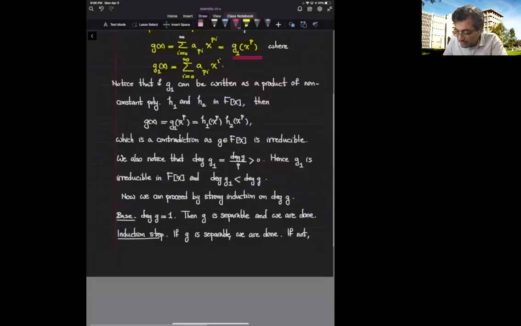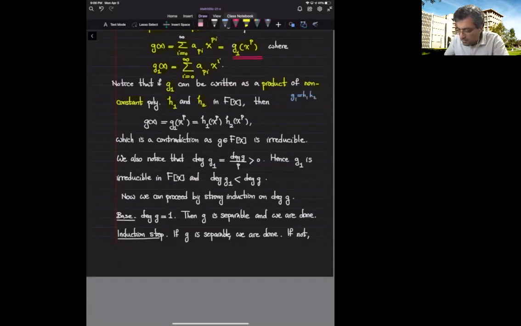We also notice that this polynomial g sub 1 is also irreducible. Why is that the case? If it's not irreducible, then I should be able to write it as a product of two non-constant polynomials. Let's call these non-constant polynomials h1 and h2. So I can write down g1 as h1 times h2.